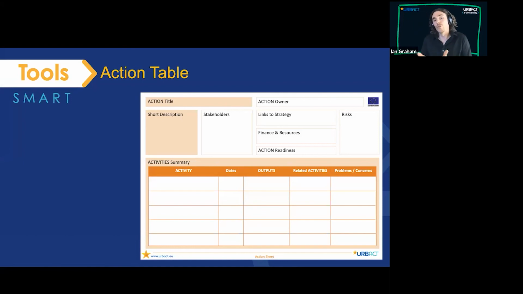If you can get everything onto one page, it's also very useful as a communication tool. You can say, here's my action on a sheet. There it is. That's the essence of what you need to know. There might be other information behind it, but you can summarize it onto a sheet potentially.